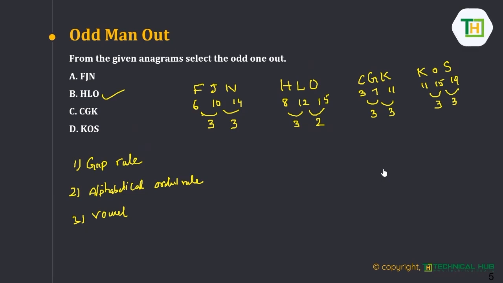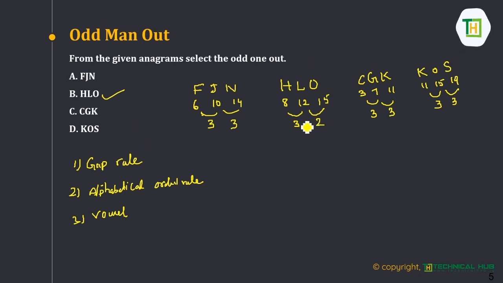Yes, HLO is the right answer. So many students gave HELLO. A student says, sir, HLO is wrong, because HL between is 3 and LO is 2. Yes, LO is 2. So HL means between letters I, J, K, so the gap is 3. L and O between letters M, N. So the gap is 2, right?